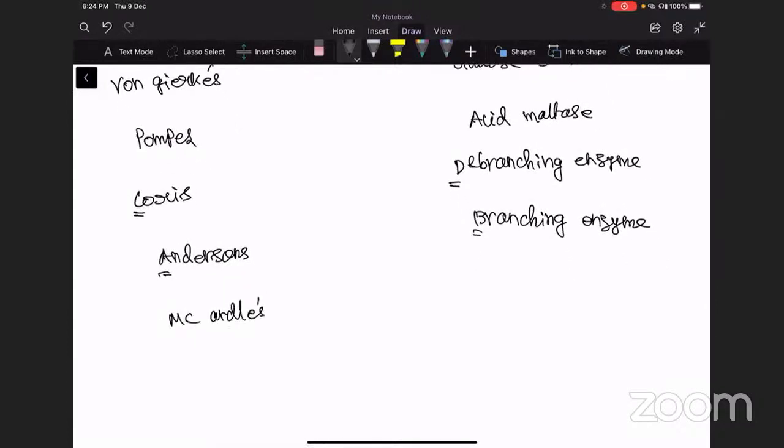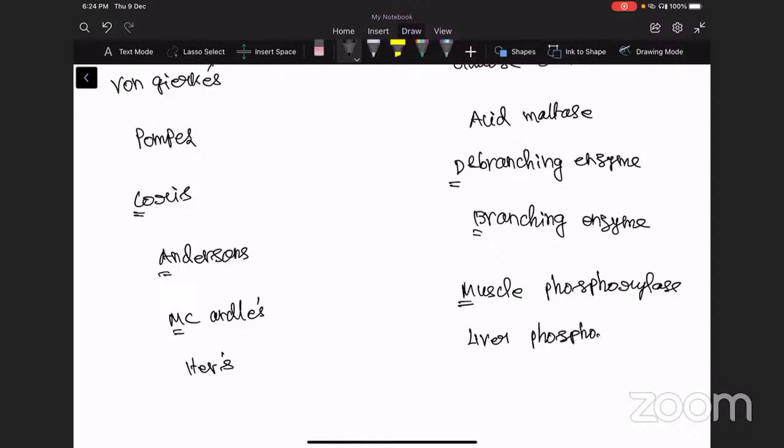In McArdle's disease, the enzyme deficient is muscle phosphorylase, M for M, and in Hers' disease, the enzyme deficient is liver phosphorylase.